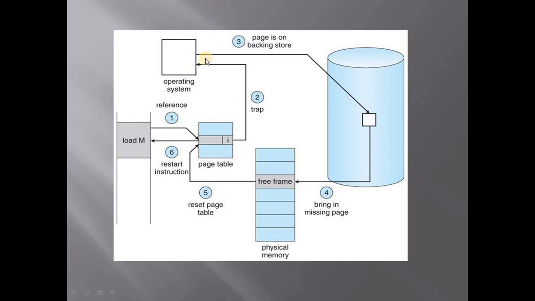The operating system will then search for that page in the backing store. It will find this page. Now this page has to be brought into the physical memory. For that it has to check if the physical memory has a free frame. So first step is reference, second an error message will be given, third we find a free frame.